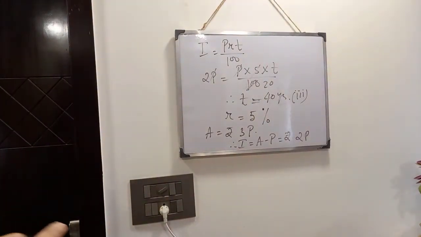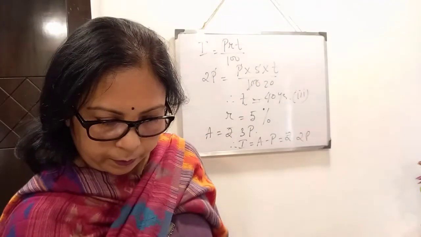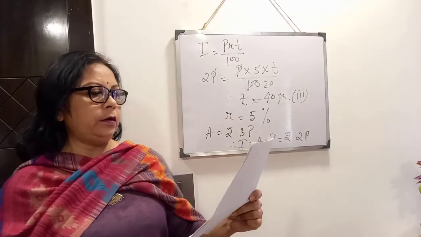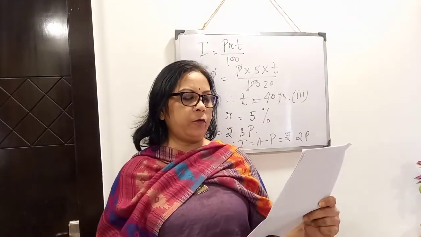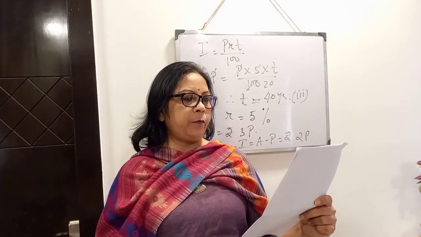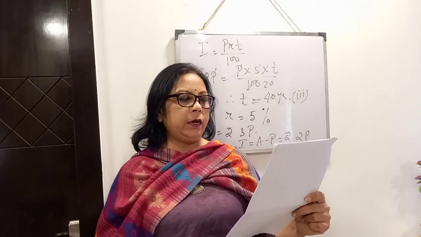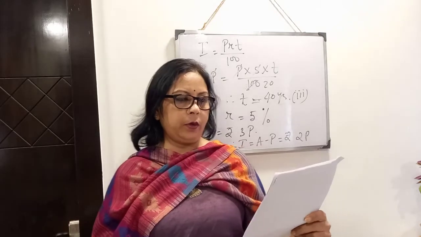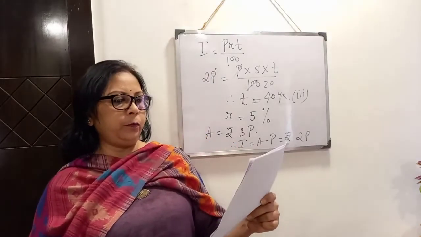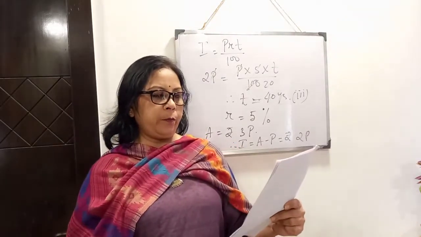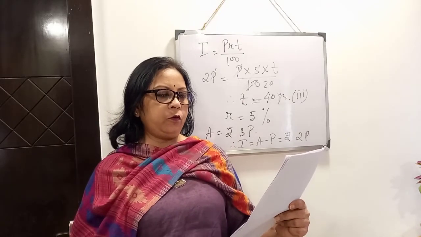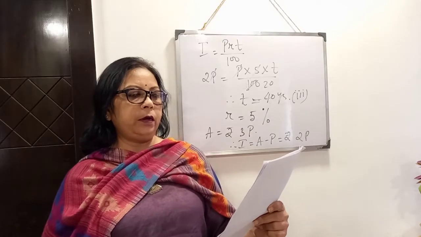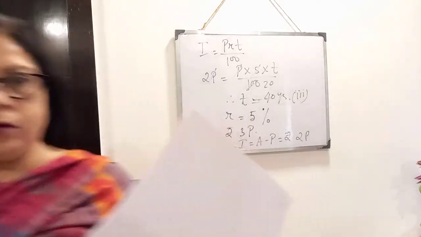Then second one. In how many years will the ratio of simple interest and principal sum of money be 3:2 at 10% interest per annum? Here what is given in sum number 2? Ratio of SI and principal given 3:2 and rate of interest given. Here you have to calculate T, time period.